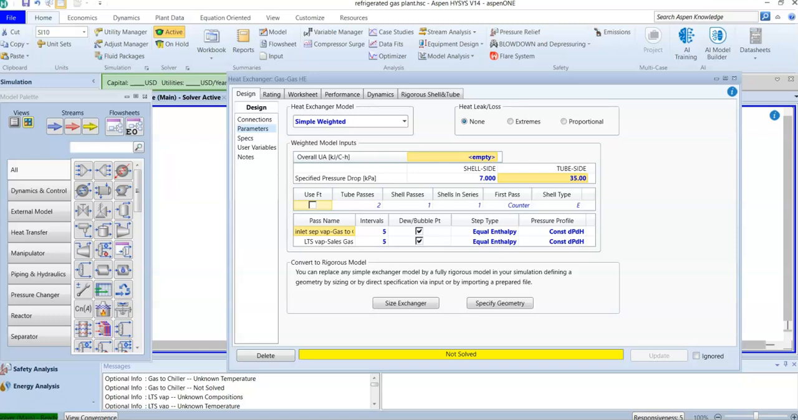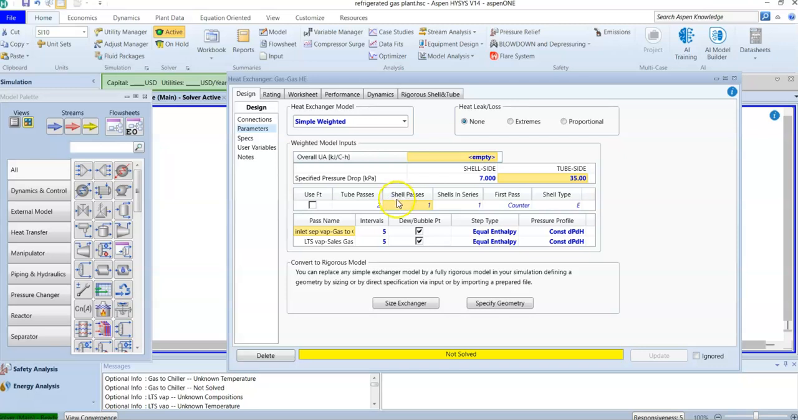After that we have this section, where we can use FT. This one you can check or not. If you select it, we are going to use the logarithmic mean temperature difference. This is a correction factor. You can use it or not. It will affect the accuracy. Okay. For the simple weighted, if we use it as the simple weighted, it will be assumed to be equal to 1.